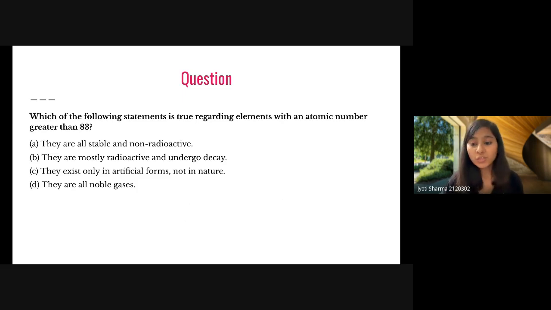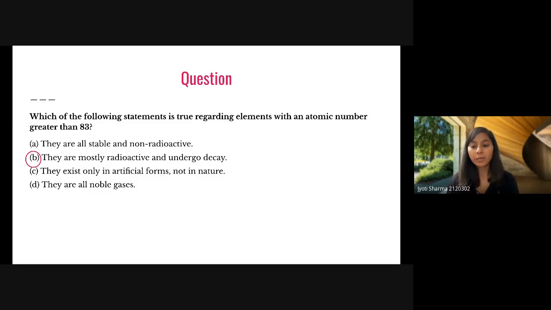Now we are switching to another week, and that week talked about radioactivity. Here, how will you identify whether your particular atom or molecule is radioactive or not? This can be based on atomic number. The question is to tell the true statement when your element has an atomic number greater than 83. Whenever the atomic number is greater than 83, you will consider that element radioactive, and it will undergo decay.